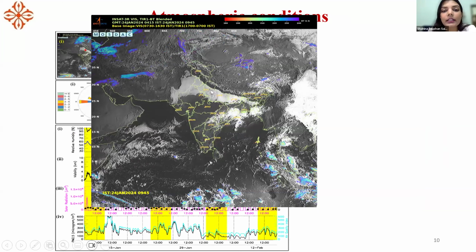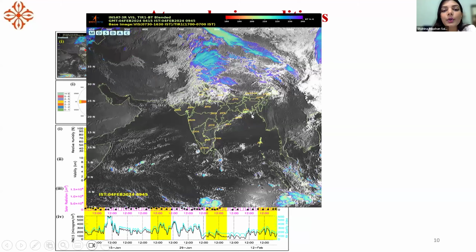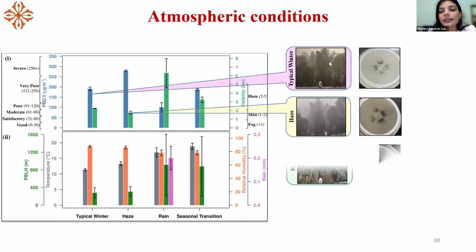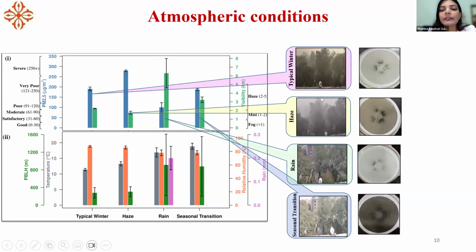The third was rainy conditions, where we can see cloud presence throughout the Indo-Gangetic Plain. And the fourth is clear conditions, where a clear sky is visible in the atmosphere of Delhi. So these are the images from the sampling sites during our sample collection phase, where we can see a typical winter day is hazy, but comparatively less than hazy conditions.